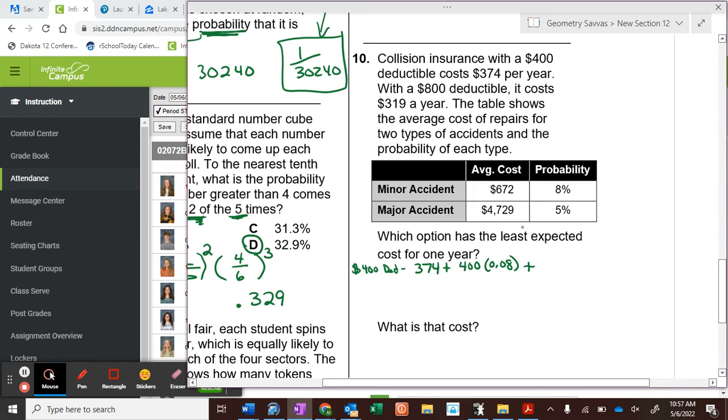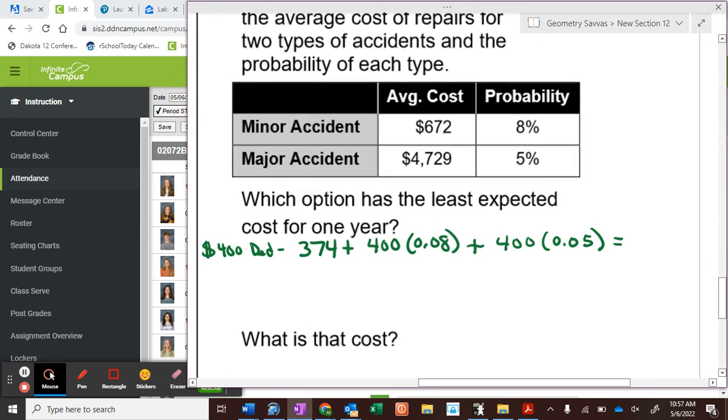Plus, if you get a $4,729 accident, how much would you pay for that one? $400 times 5%. Do the math. What does the second one say? 400 times 0.08.